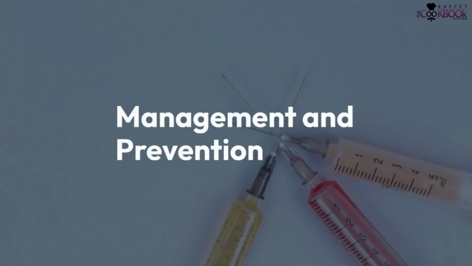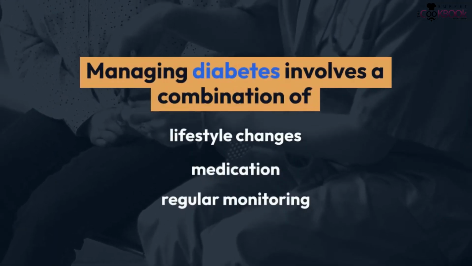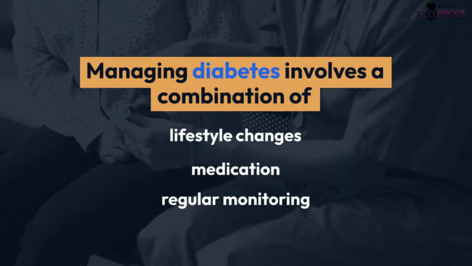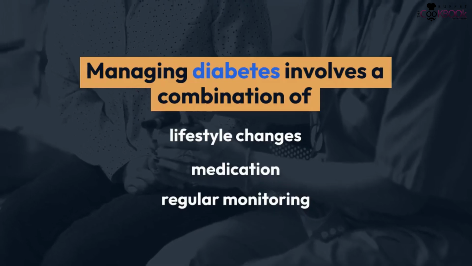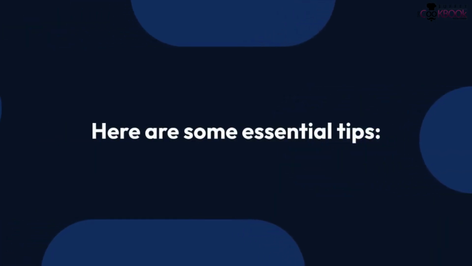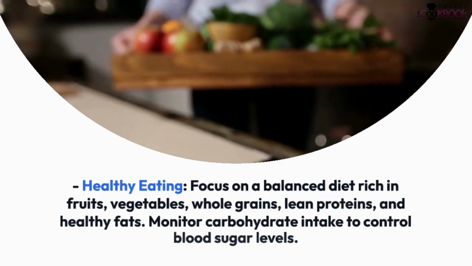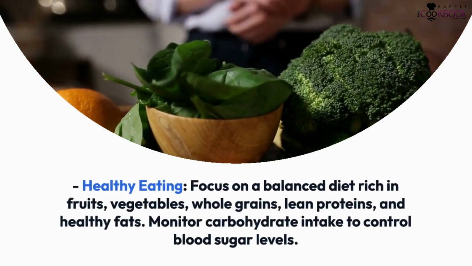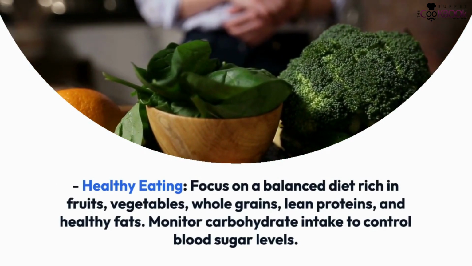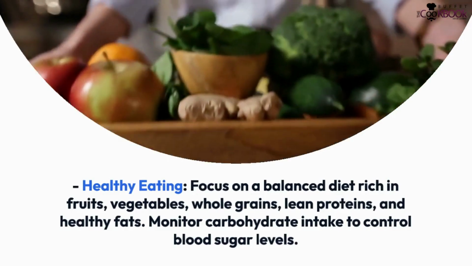Management and prevention. Managing diabetes involves a combination of lifestyle changes, medication, and regular monitoring. Here are some essential tips. Healthy eating. Focus on a balanced diet rich in fruits, vegetables, whole grains, lean proteins, and healthy fats. Monitor carbohydrate intake to control blood sugar levels.